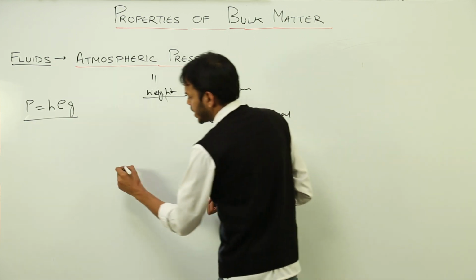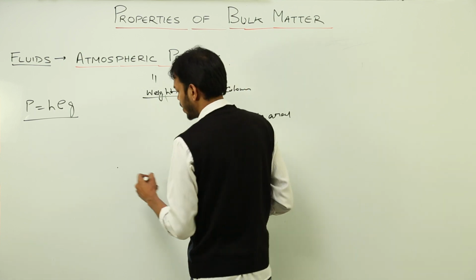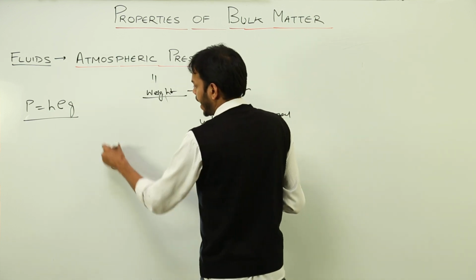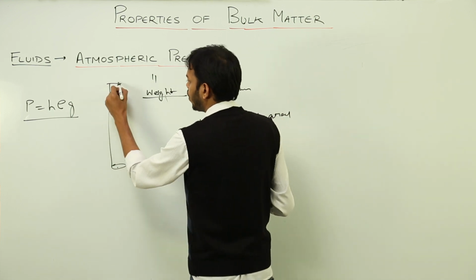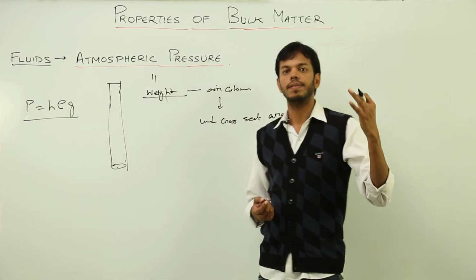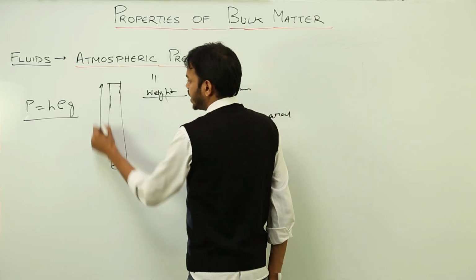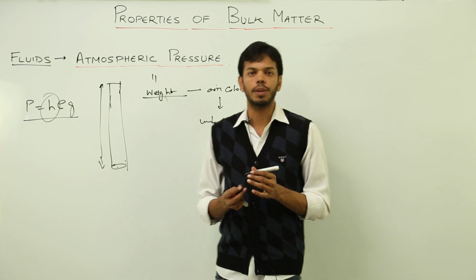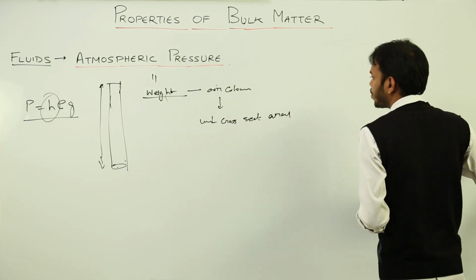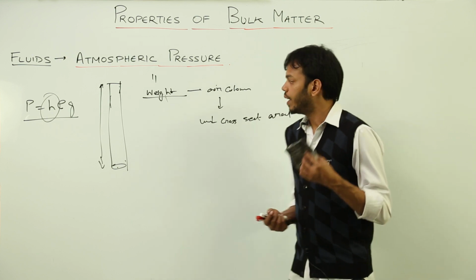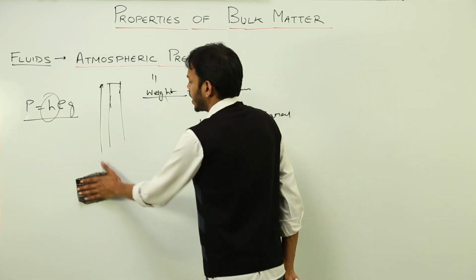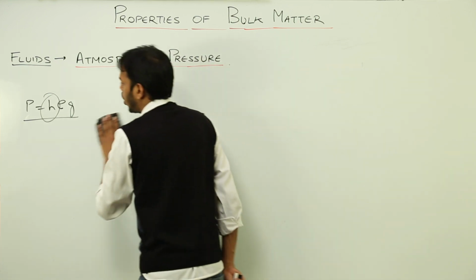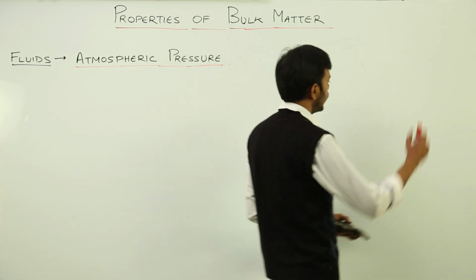Suppose this is the point where we have to find the value of atmospheric pressure. We draw a unit area above it and extend it up to the top of the Earth's atmosphere, and putting that height in this formula gives the pressure called atmospheric pressure. I'll just repeat it once. Atmospheric pressure at any point is equal to the weight of the air column of unit cross sectional area extending from that point to the top of the atmosphere.